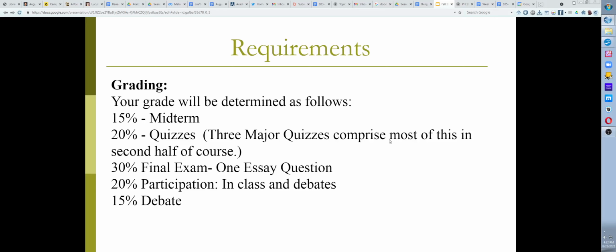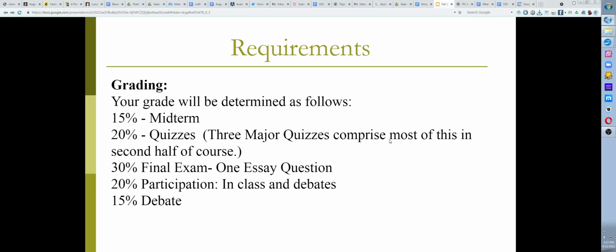Part of that 20%, about 5% or so, also counts for quizzes, reading quizzes that are online for the first half of the course, and then a couple of quizzes on the literature that we read in the second half of the course, and I'll talk more about those as well.